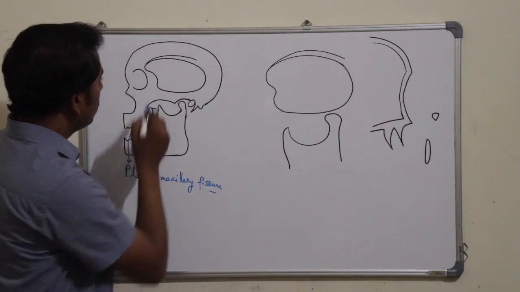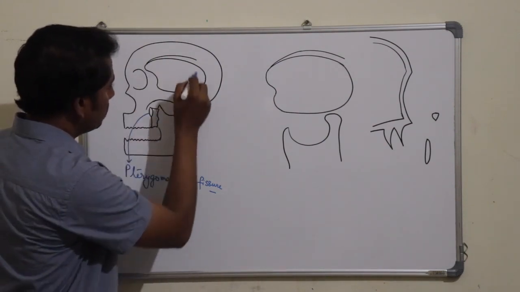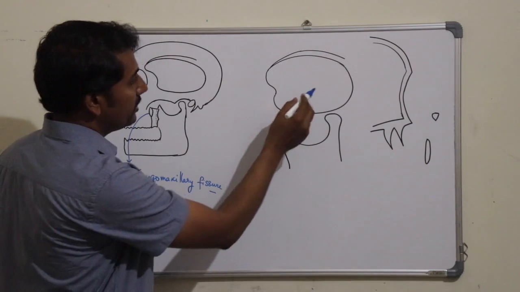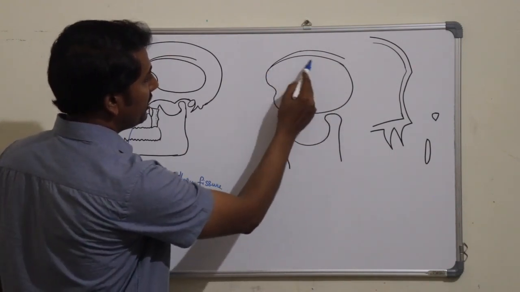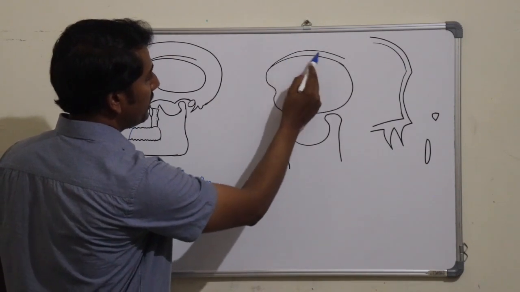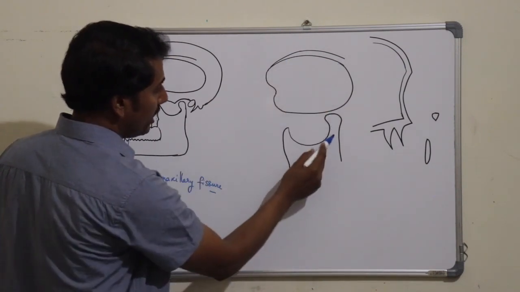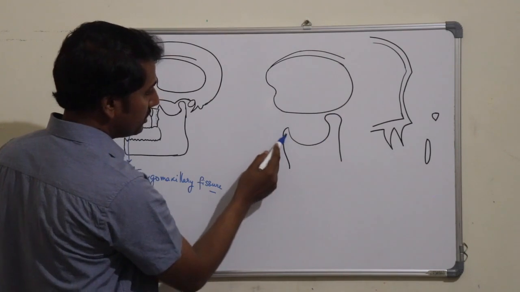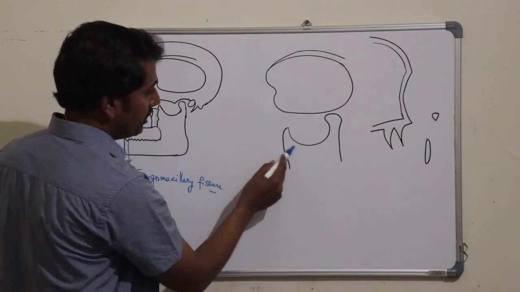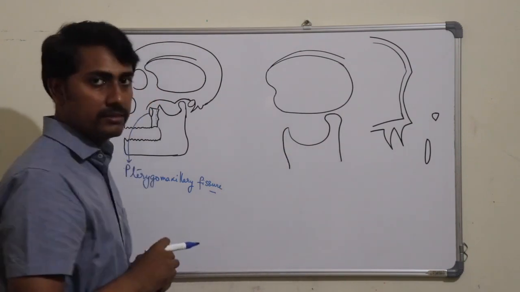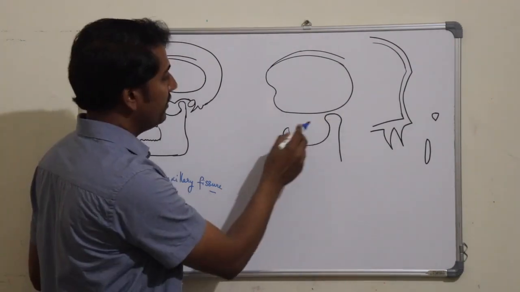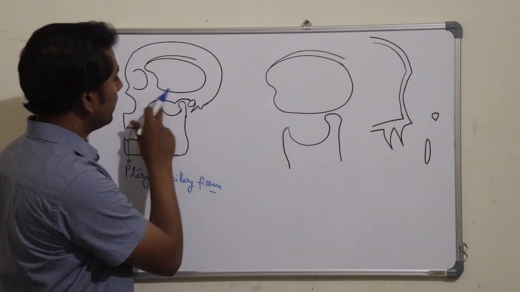So now let us enlarge this picture over here. In this we can see this is the temporal fossa. This is the inferior temporal line. This is the superior temporal line. This is the condylar process of the mandible. This is the coronoid process of the mandible, the mandibular notch and the ramus of the mandible. In this diagram, we have removed this zygomatic arch.